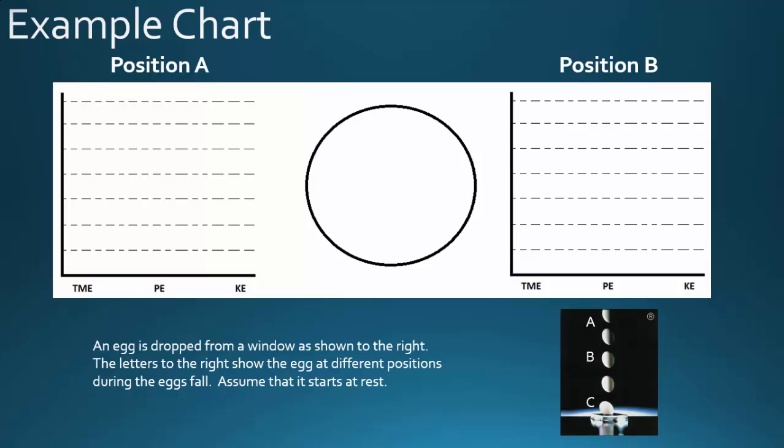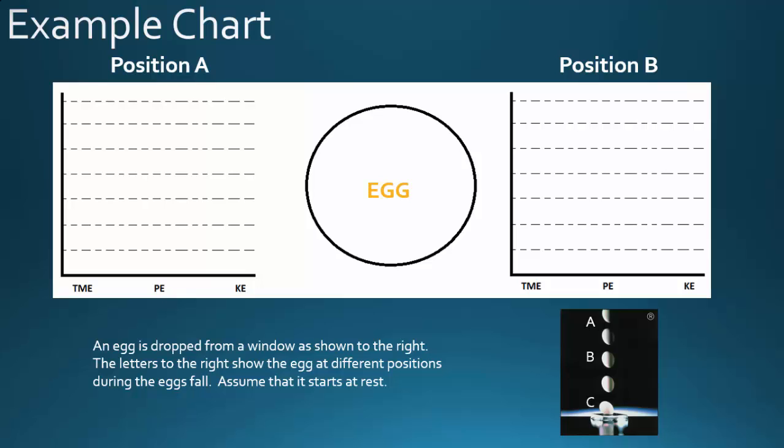Next thing I should do is recognize what my system actually is. Well, the object that is falling is the egg, so let's write the word egg in the middle so we know that the egg is the system or the object that we are really concerned with. So now let's take a look at what types of energy are present during this fall at position A. Well, at position A, we said that the object was at rest, and it is elevated. So let's think about what that means.